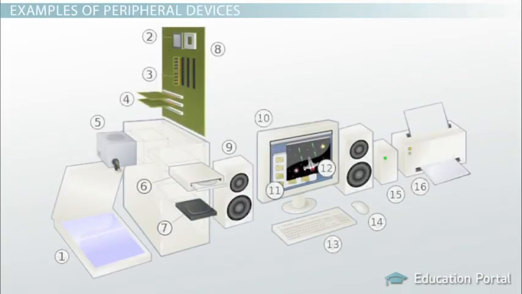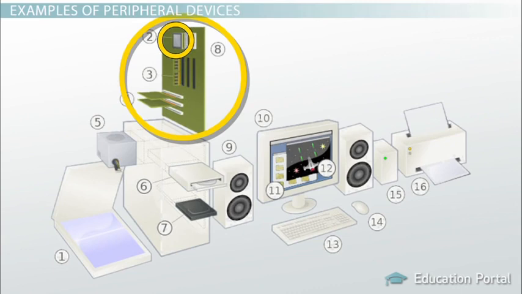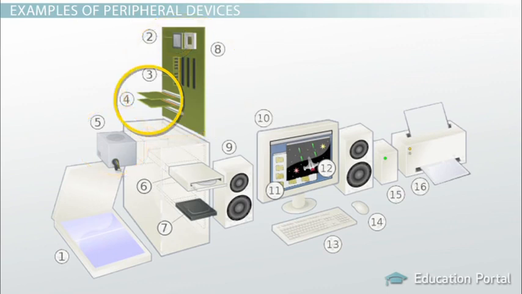Here you can see a typical desktop computer system with a number of common peripheral devices. The central processing unit, number 2, motherboard, number 8, and power supply are the core computer system. Expansion slots, number 4, on the motherboard make it possible to connect internal peripherals, such as a video card or a sound card, not shown. Other internal peripherals shown are a hard disk drive, number 7, and an optical disk drive, number 6.